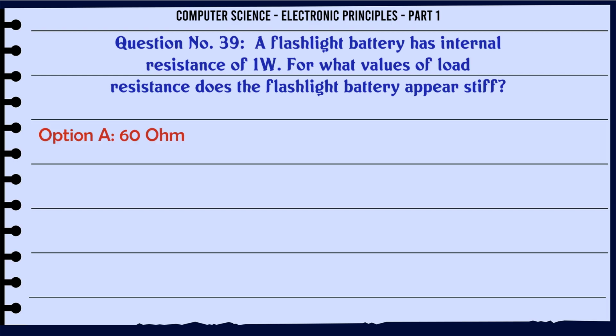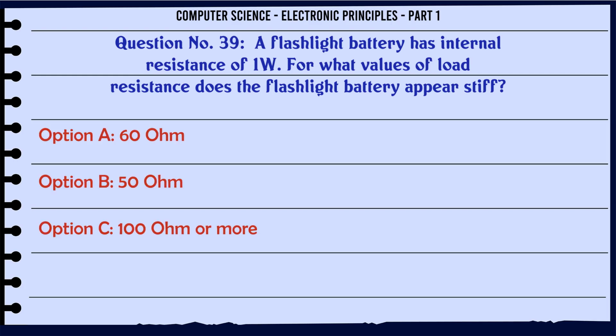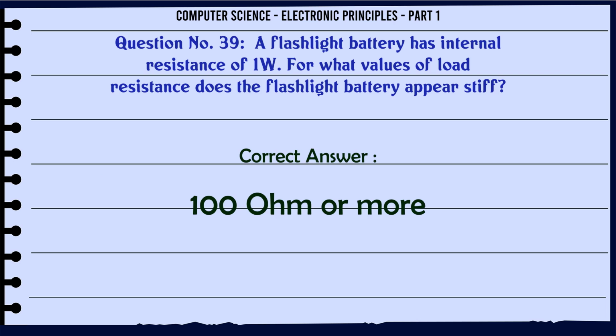A flashlight battery has internal resistance of 1 ohm. For what values of load resistance does the flashlight battery appear stiff? A. 60 ohm, B. 50 ohm, C. 100 ohm or more, D. 10 ohm. The correct answer is 100 ohm or more.